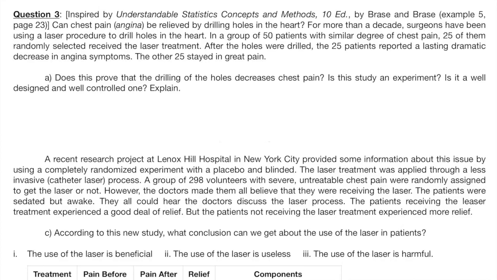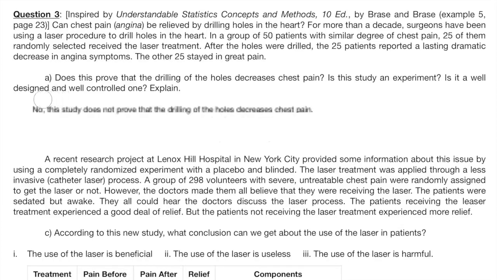We randomly select 25 of those patients and we administer them the laser treatment. These patients experience a remarkable and lasting reduction in pain after the treatment. To the contrary, the other 25 patients stay in severe pain. Letter A. Does this prove that the drilling of the holes decreases chest pain? Why? Notice that here we have a control group, a treatment group, and random assignment. This is clearly an experiment. So many students answer yes, this experiment proves that the laser procedure decreases the level of pain.